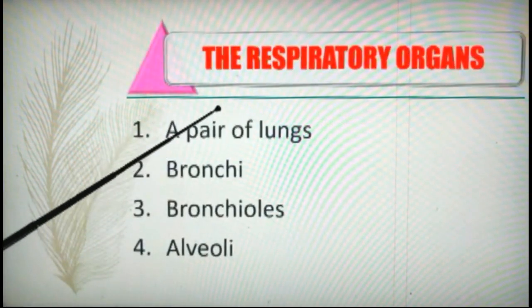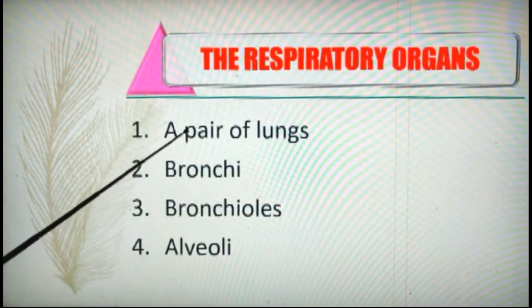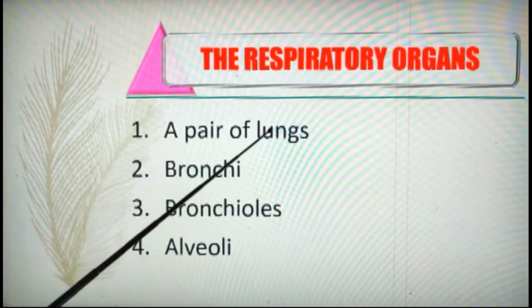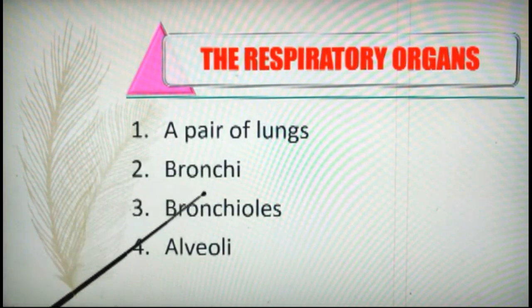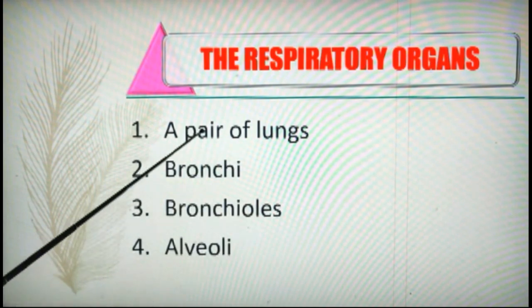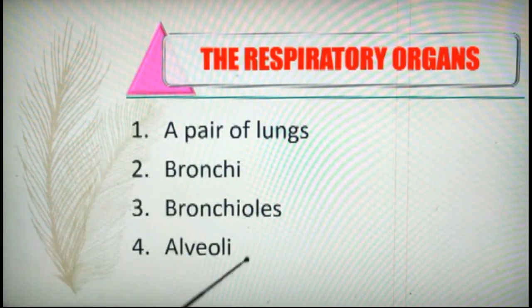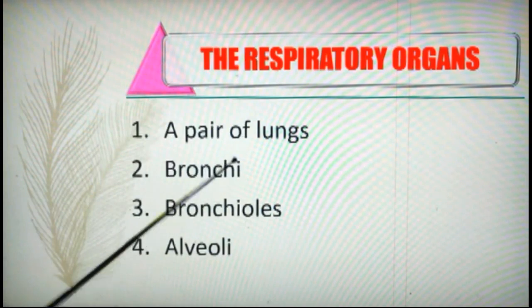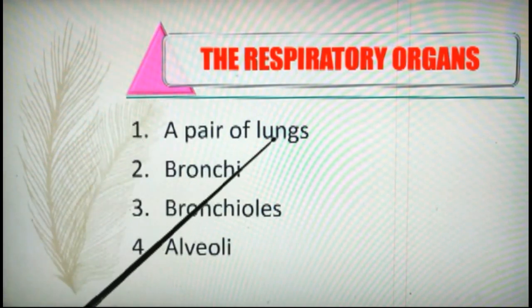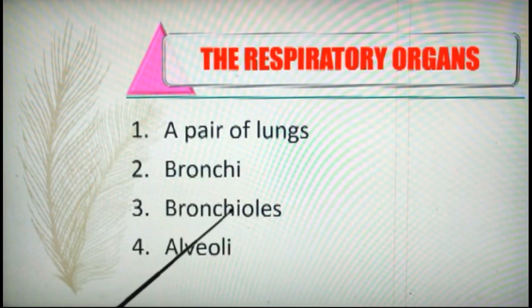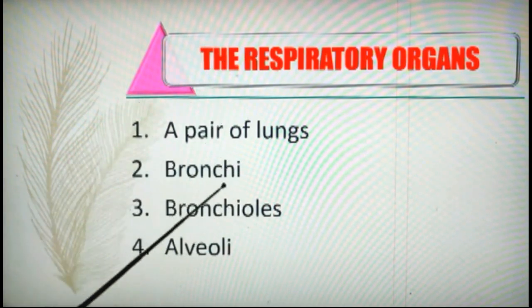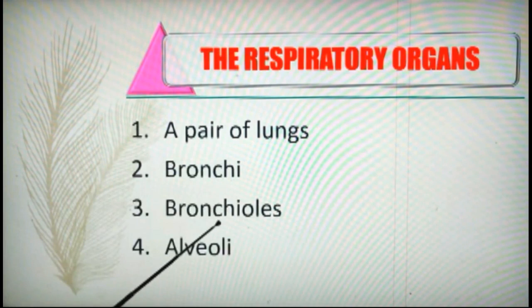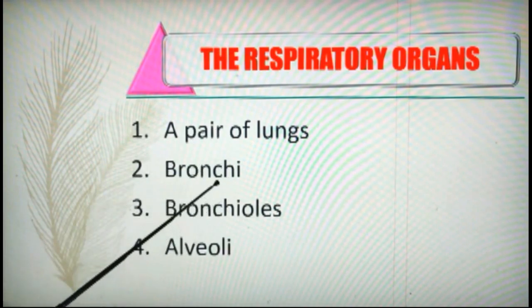Now we can see what the respiratory organs are. They are composed of a pair of lungs, bronchi, bronchioles and alveoli. Inside these lungs we could see all these structures, and inside the alveoli gaseous exchange takes place. So how many lungs are we having? We are having a pair of lungs, bronchi, bronchioles and alveoli. So these are the respiratory organs related to the purification of air.